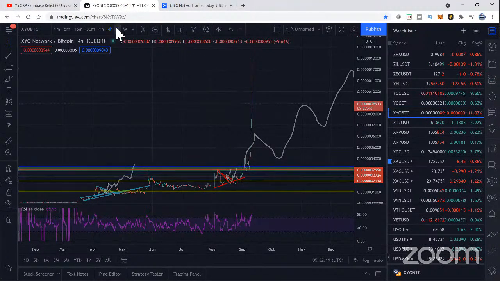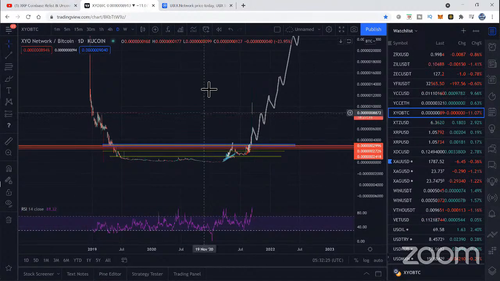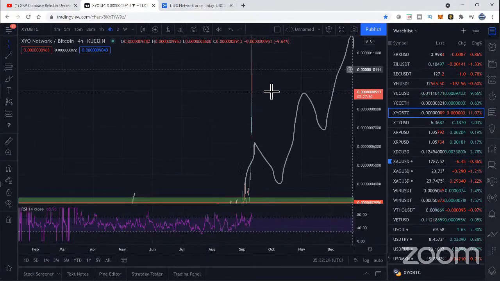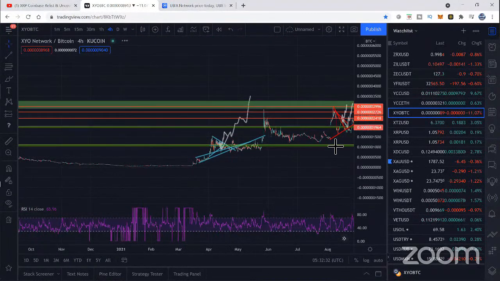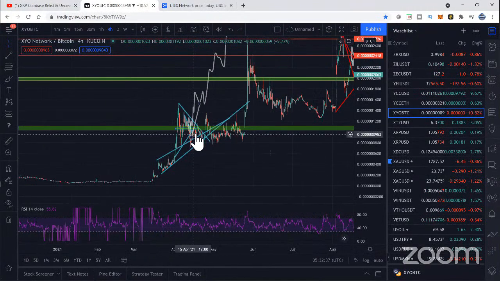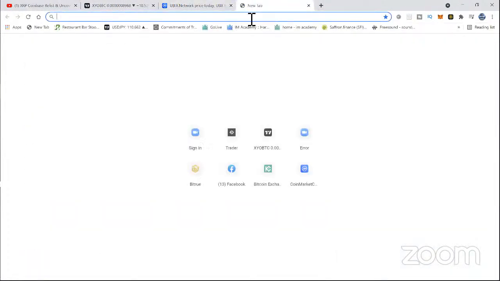All right, so on XYO, beautiful moves is what we are seeing right now. I'm going to put it back into the 4-hour time frame. That way I can zoom in over here. So this was XYO, where we had been initially looking at the price action. We're going to see that this is on the 14th of April of this year. So we're going to just put up another CoinMarketCap.